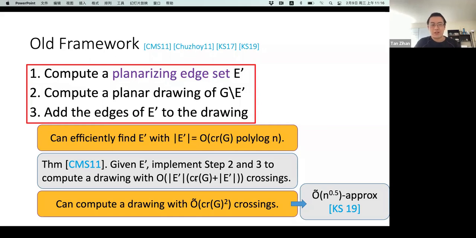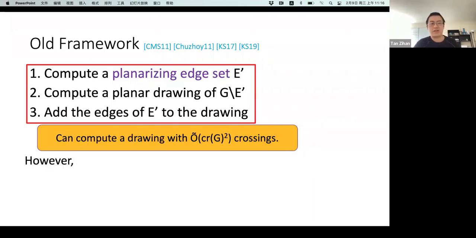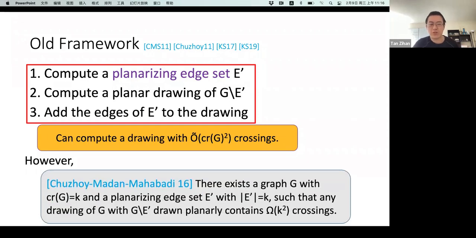However, it has been proved that this square root of n approximation is the best we can get out of this framework, because it was proved by Chuzhoy, Makarychev, and Sidiropoulos that there exists a graph with crossing number K and a planarizing set of size K, such that any drawing that induces a planar drawing of the remaining graph has to contain at least K squared crossings. So basically, CR(G) squared is the best we can hope for, and in this sense, square root of n is tight in this framework.